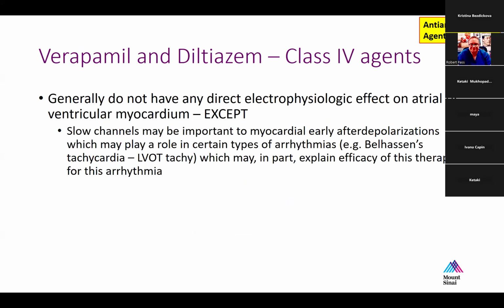Importantly, these agents don't have any direct EP effect on atrial or ventricular myocardium, except that slow channels may be important to myocardial early afterdepolarization, which may play a role in some forms of arrhythmias, such as Belhassen's tachycardia, which you remember is a form of LV outflow tachycardia, and it may explain why calcium channel blockade can be helpful in treating patients with LV outflow VT.